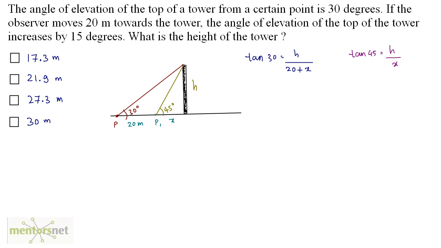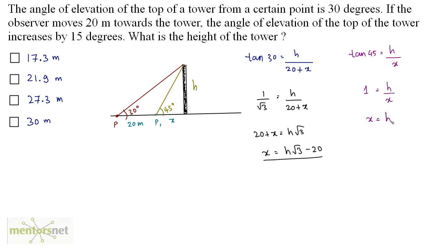So let us solve this. Tan 30 according to the trigonometric table is 1 by root 3. So this is equal to h upon 20 plus x, right? Let us solve this further. We have 20 plus x is equal to h root 3, so x is equal to h root 3 minus 20. This is one equation that we've got. Tan 45 according to the trigonometric table is 1. So we have 1 is equal to h by x. Therefore x is equal to h, right?